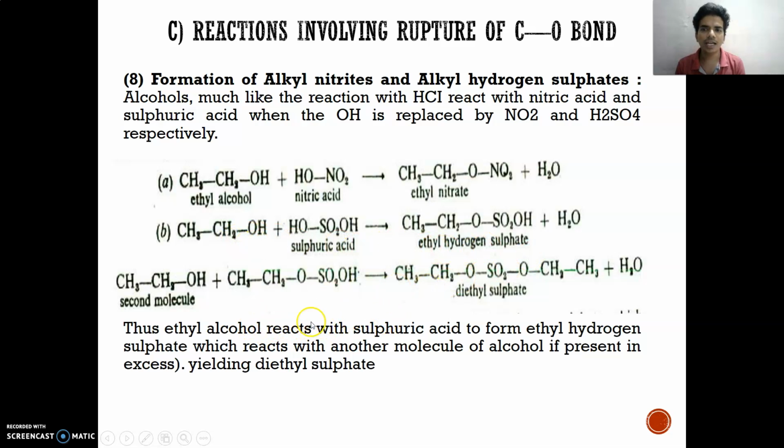Thus ethyl alcohol reacts with sulfuric acid to form ethyl hydrogen sulfate, which reacts with another molecule of alcohol and gives diethyl sulfate. So the second molecule gives diethyl sulfate.